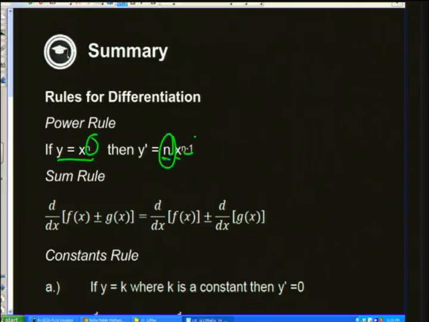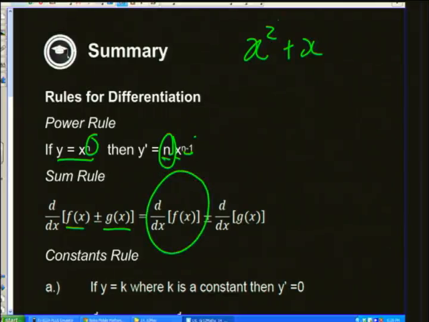The sum rule is very important, and it's often not taught, and I want to emphasize this here. If we have 2 functions, and that could be something as simple as x squared plus x, we've joined them together. There's an additive point to them. Then what this rule says to us is you can take the function, whether it's plus or minus, and you can take the derivative of the first bit, and then you can take the derivative of the second bit, and I'm going to move on there.